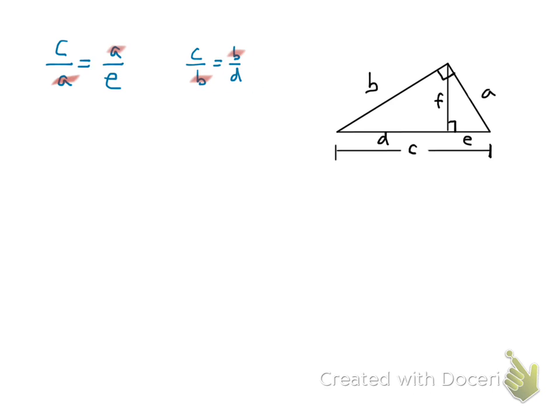Now, I got two proportions. We can cross multiply each of them. So A times A is A squared equals C times E. B times B, B squared, equals CD.